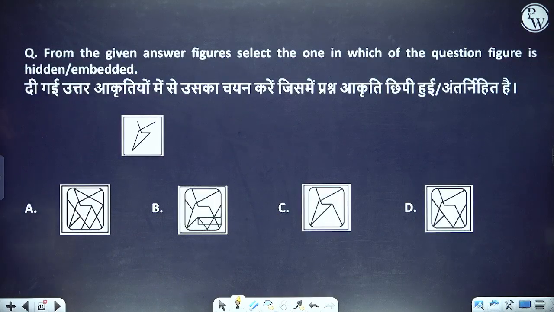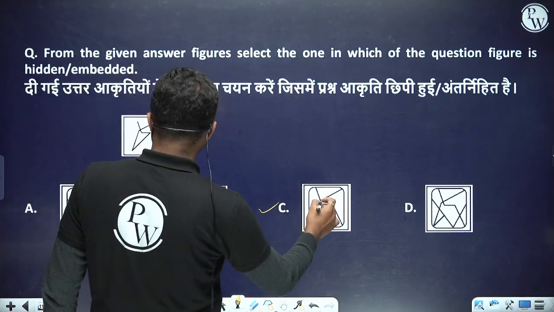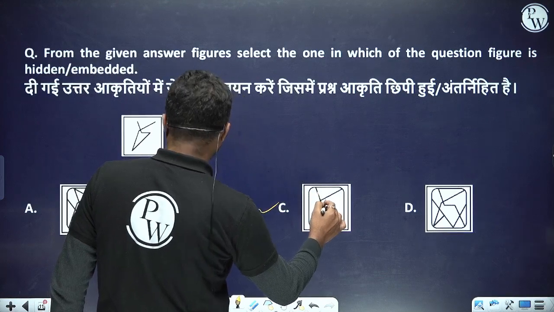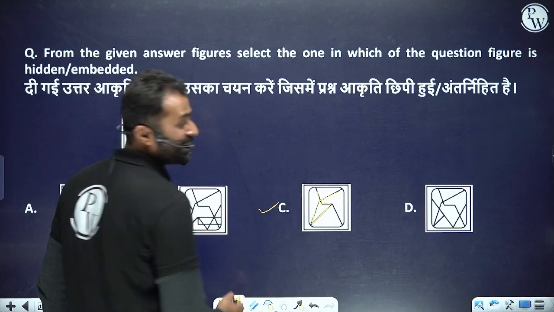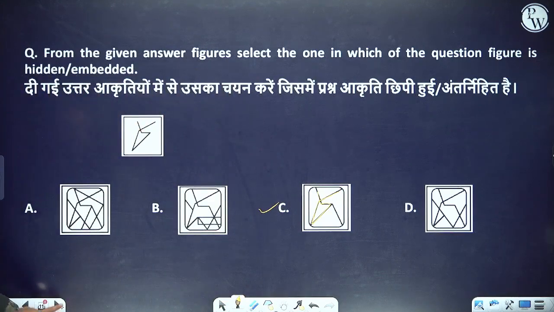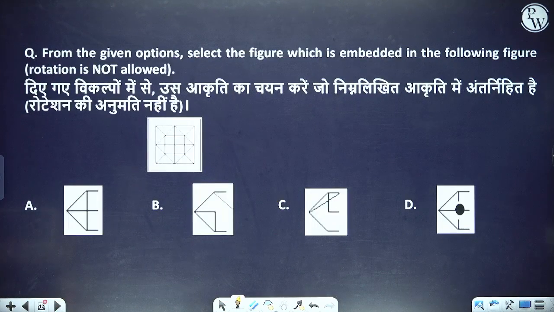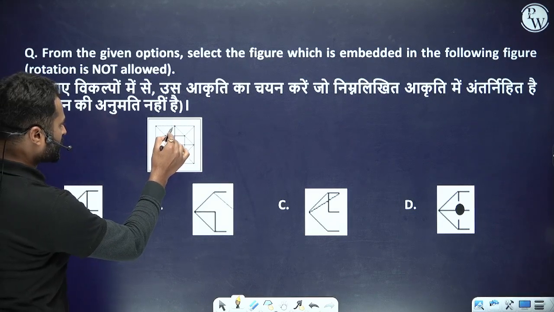Trying to figure out the next question again. Nothing mentioned for rotation, so feel free to rotate. That's very clear in C. If your eyes go on that option, nothing can be better than that, isn't it? Let's figure out the next question again. Pause the video. Rotation is not allowed over here as well. And yes, we can go for A. Not a problem here. Look here.